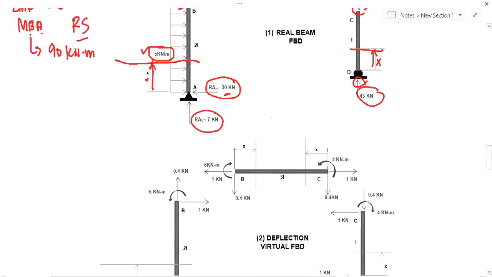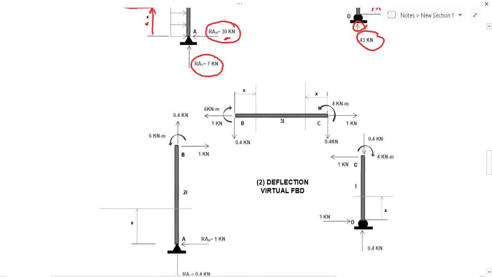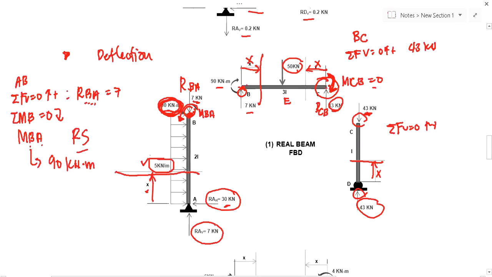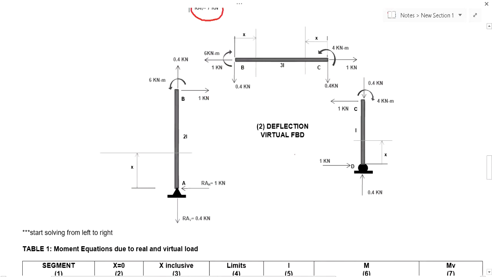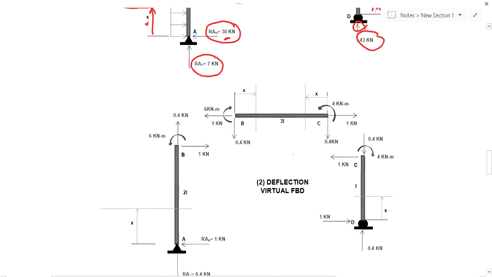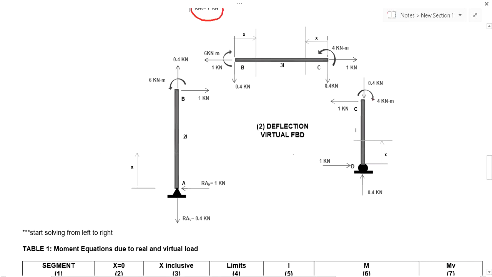Moving to our virtual system in our free body diagram, the same procedure, we have to cut the frame and we have to solve for the internal forces. These are what we solved, the internal forces. Whatever you did here in the real beam, that is also what we will do here in the virtual FBD for deflection. Okay? So, the RAH, that is the reaction that we solved. These are what we solved earlier. Okay? So, separate them. If we take AB, we don't have this. These are what we still have to solve here.